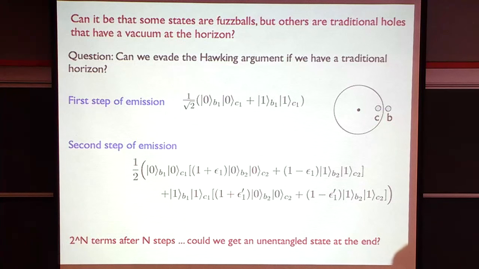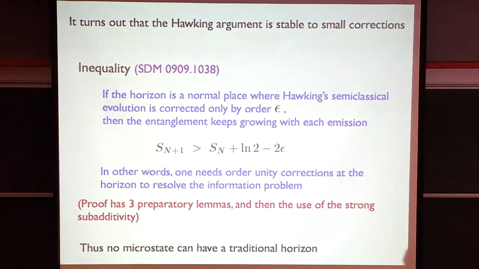So in fact, after n steps, you would get a 2 to the n correction. So even if the epsilon is small, this would still look like a normal place. It's almost 0, 0, plus 1, 1. If this were true, it still looks almost normal at each emission, but the number of steps is so large that you might wonder, could you actually get at the end a state where all the guys at infinity are really unentangled from all the guys inside? A priori, that's not obvious, but that's what this inequality actually proved using strong subadditivity. You can prove that even though the number n involved is very large, the entanglement actually keeps growing. If all the epsilons involved in that previous slide are bounded by some constant epsilon, you always get an increase of log 2 minus at most 2 epsilon.